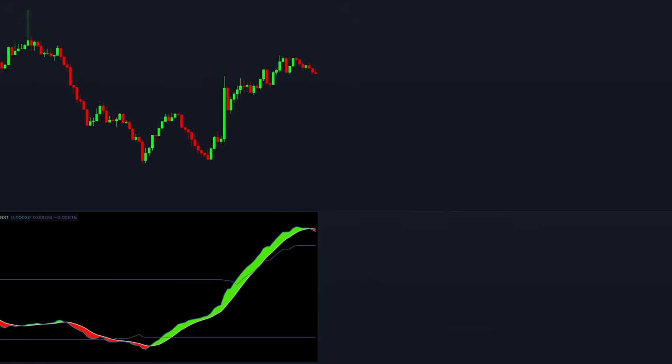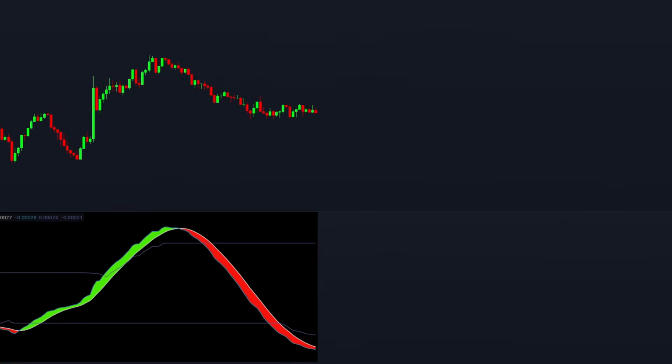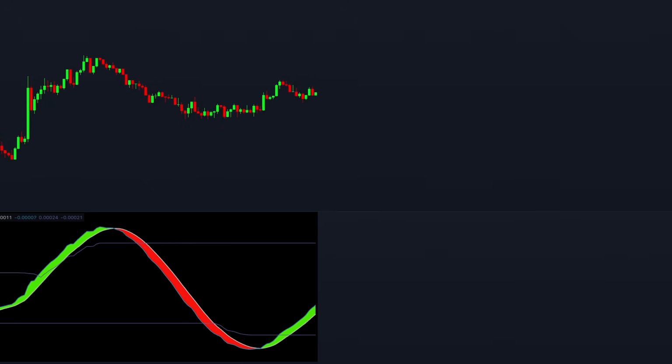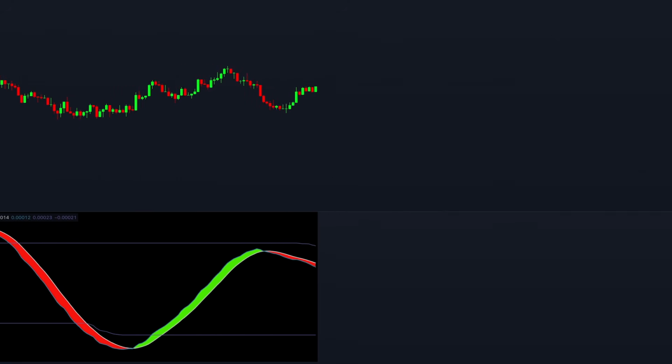Wouldn't it be nice if we could know what will happen in advance when trading? Today we're going to try and predict the future of the market using a unique indicator that tries to show us what will happen before it actually occurs.